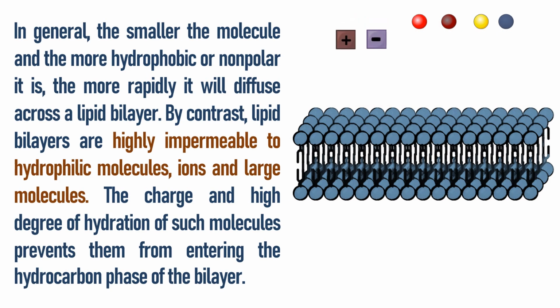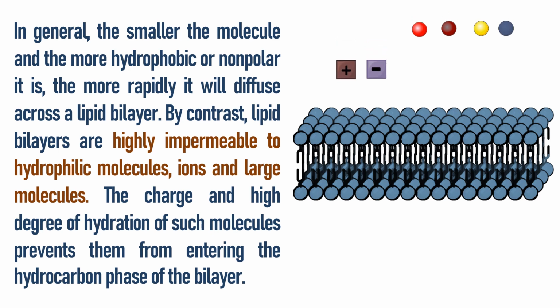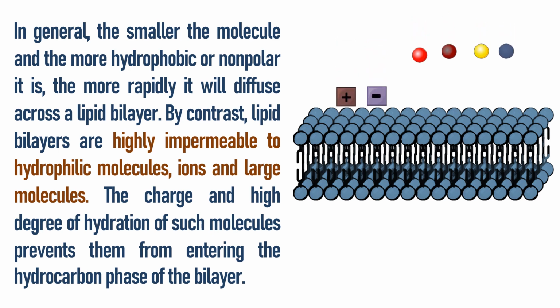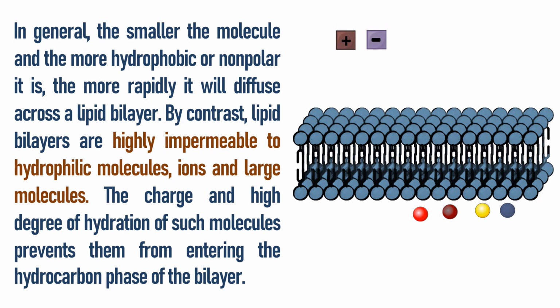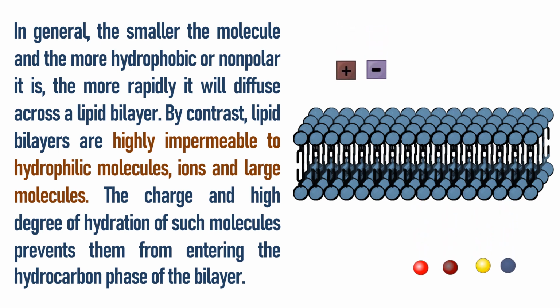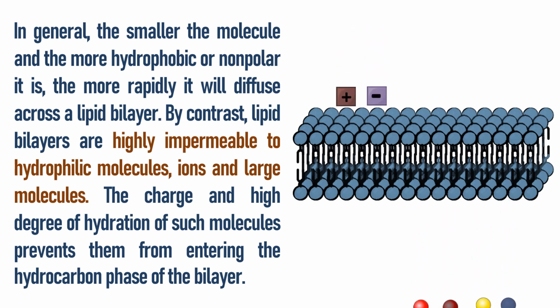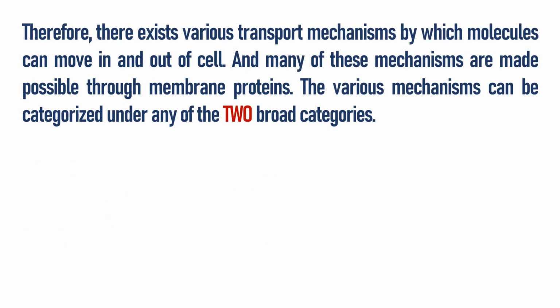In general, the smaller the molecule and the more hydrophobic or nonpolar it is, the more rapidly it will diffuse across a lipid bilayer. By contrast, lipid bilayers are highly impermeable to hydrophilic molecules, ions and large molecules. The charge and high degree of hydration of such molecules prevents them from entering the hydrocarbon phase of the bilayer. Therefore, there exist various transport mechanisms by which molecules can move in and out of the cell, and many of these mechanisms are made possible through membrane proteins.